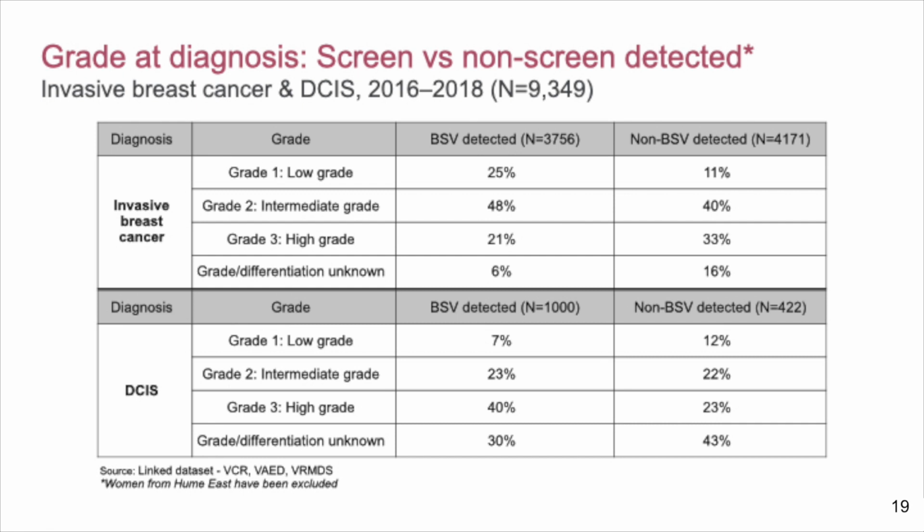Again, I think there's probably no real surprises here in terms of the distribution of grade in screen detected versus non-screen detected. There's a little bit more high-grade cancer in the non-screen detected population in terms of invasive breast cancer, and more high-grade DCIS in terms of screen detected cancers. Again, significant numbers with no grade recorded.